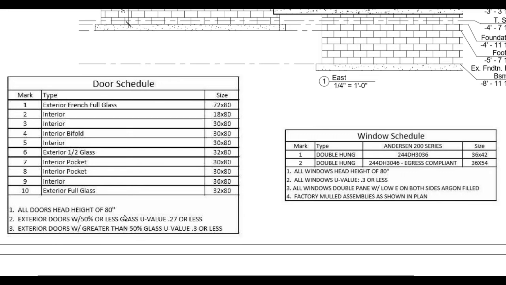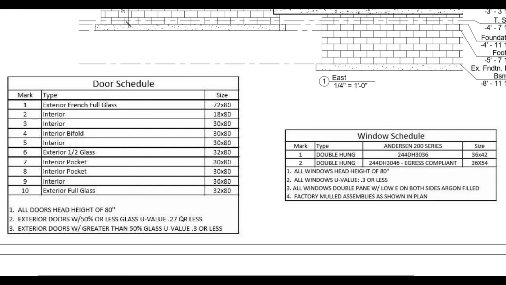Down here we also have some notes. All door head height of 80 inches. That means the top of the door is 80 inches high. And if we jump over to this window schedule, you also see that: all window head height of 80 inches. So the tops of the windows line up with the tops of the doors, and that's a very common practice in residential construction, unless we have some different situations going on.